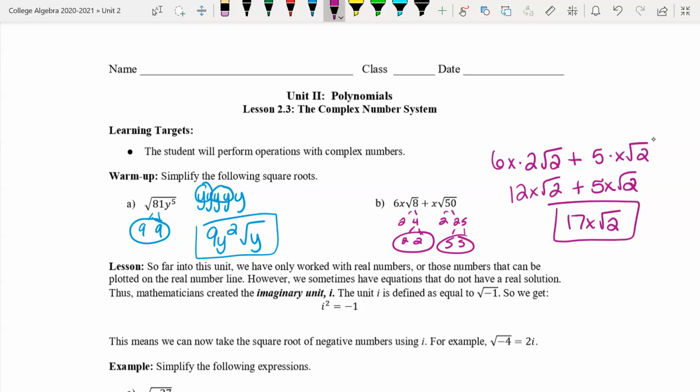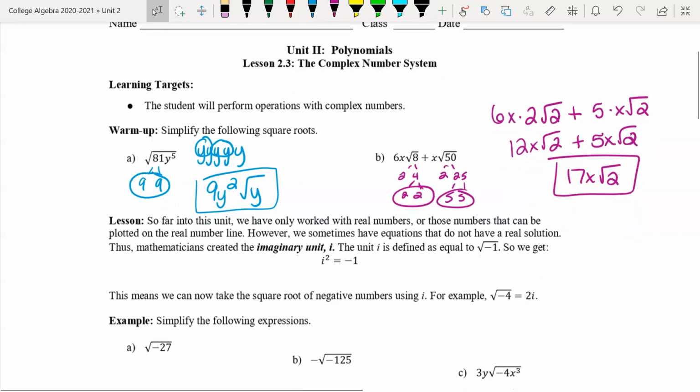Alright, so that's just a review over simplifying square roots. Now we're going to do the same thing, but we're applying it to imaginary numbers. So if you have a square root and it's got a negative number on the inside, we're going to talk about i. So we're pulling out the imaginary unit.